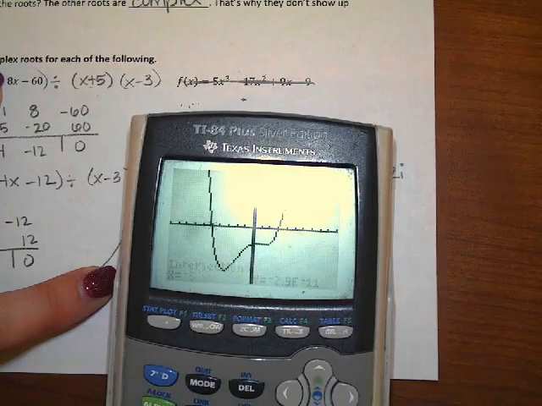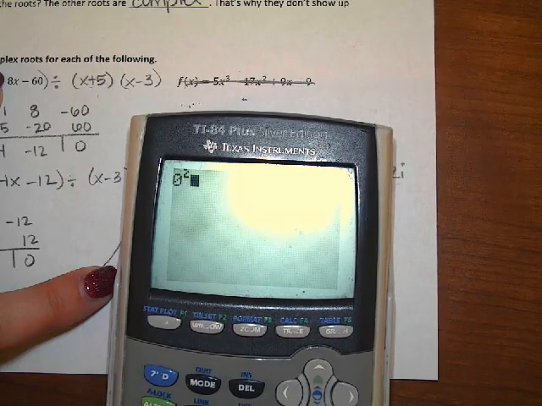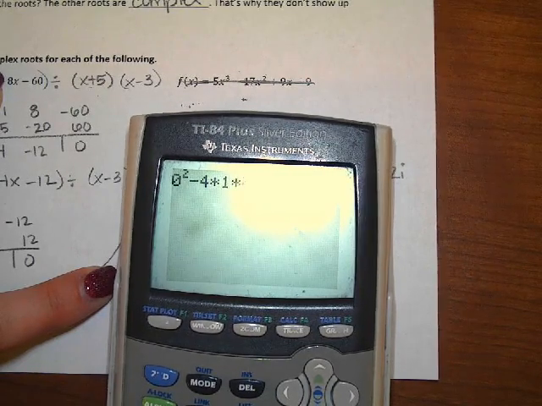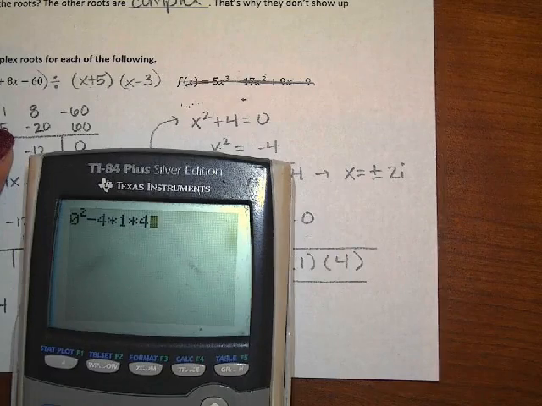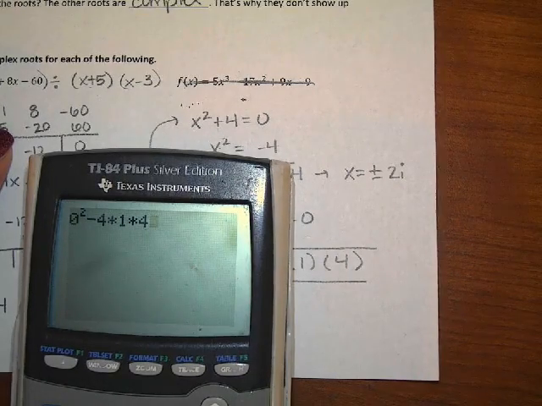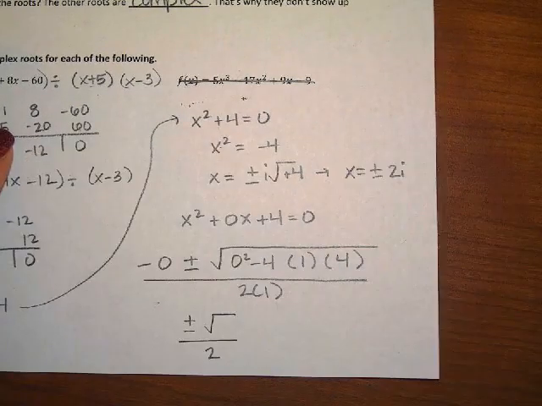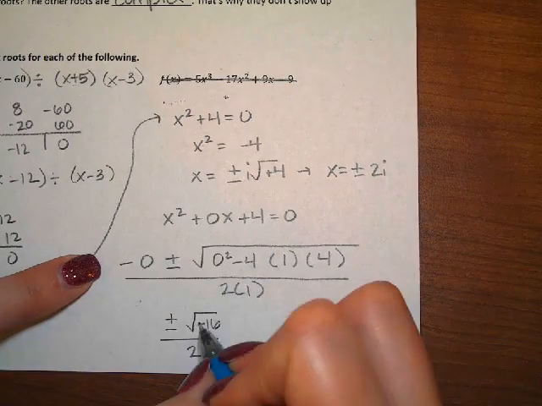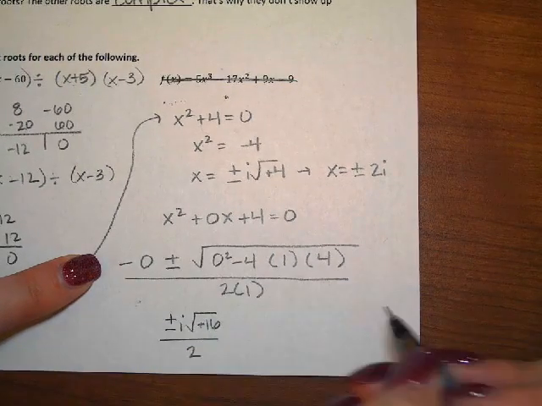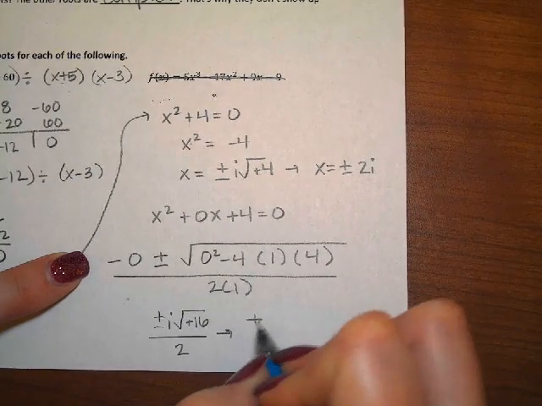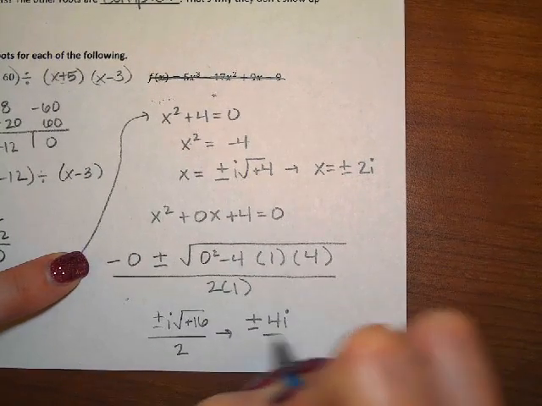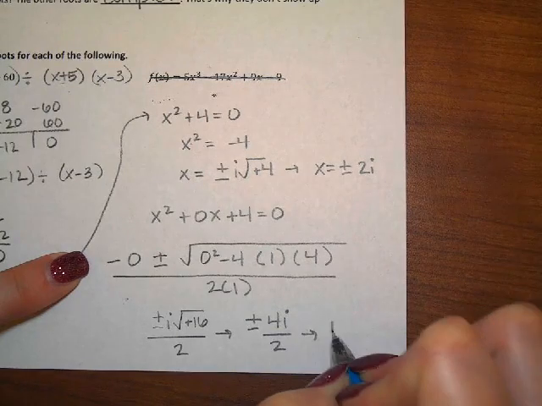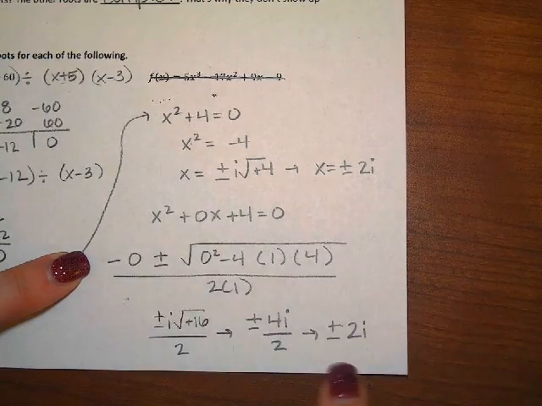So here I've got 0 squared minus 4 times a times c. I am not going to plug the square root in my calculator because I know I would get an error message if I did. This is going to be a complex number, which means it's going to have a negative underneath the square root. So I'm square rooting negative 16. I'll go ahead and make that a positive and stick the i in the front. So that means this is plus or minus 4i over 2, which is plus or minus 2i.